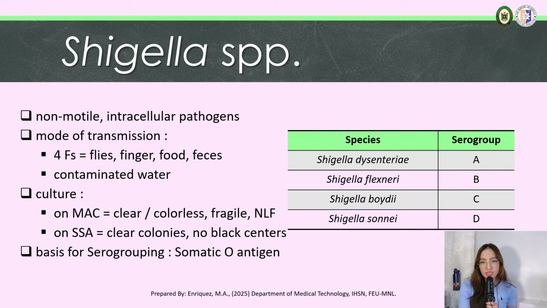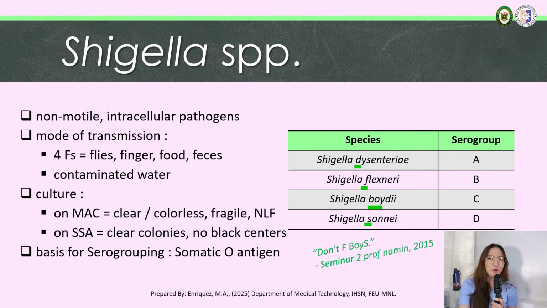Now, as we can see right here on this table, there are four different species classified into four different serogroups. So the basis for their serogrouping would be their somatic O antigen found on their cell walls. Okay, so Shigella dysenteriae is group A, Shigella flexneri is group B, Shigella boydii is group C, and then Shigella sonnei is group D. So just try your best no, to not get them mixed up or try to make a mnemonic for this. So nung time po namin, no, yung MTAP prof namin, ang mnemonic na binigay niya is, don't F boys.